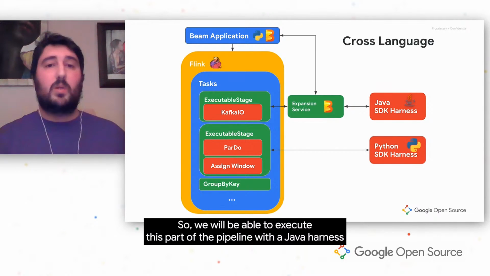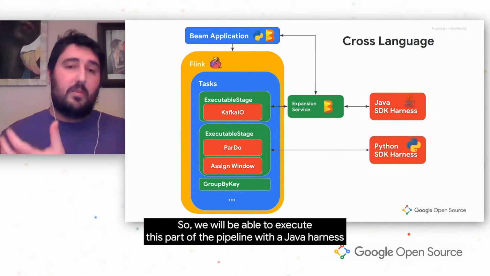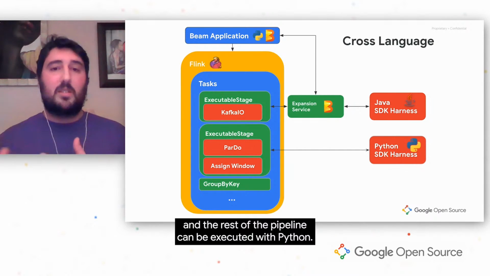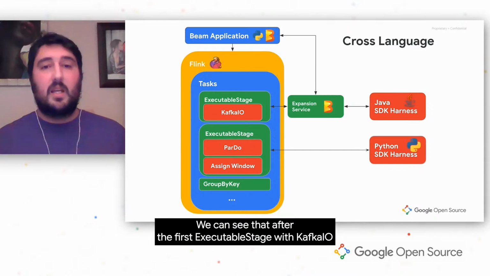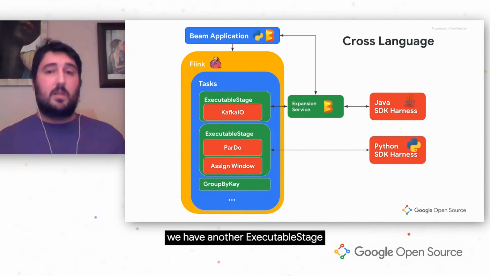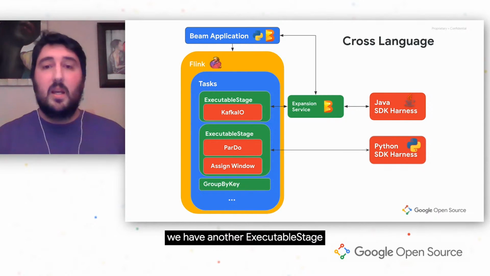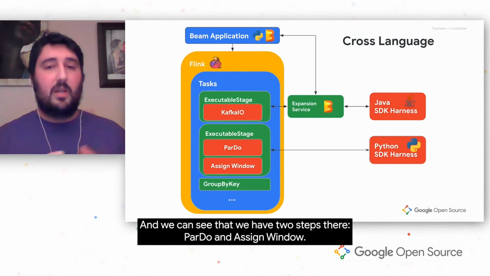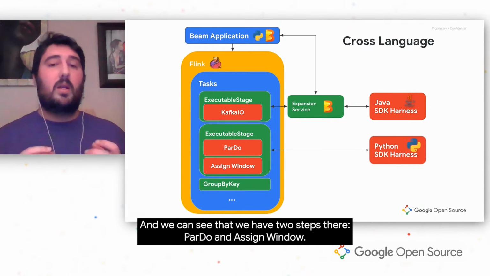So we will be able to execute this part of the pipeline with a Java harness, and the rest of the pipeline can be executed with Python. We can see that after the first executable stage with Kafka IO, we have another executable stage that goes to the Python SDK harness via the Fn API.